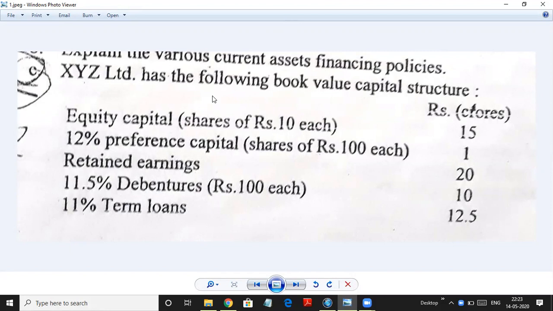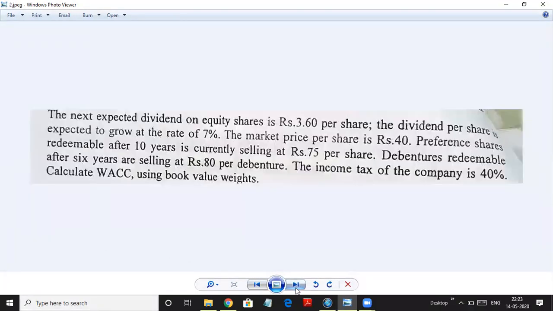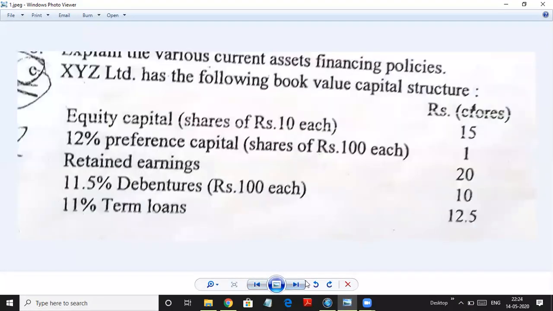Problem says XYZ Limited has the following book value capital structure. So it has equity, preference capital, 12%, retained earnings, 11.5% debentures and 11% term loans. The next expected dividend on equity shares is rupees 3.60 per share. The dividend per share is expected to grow at 7% and the market price of the share is 40. So this is the additional information. So these two are the questions.